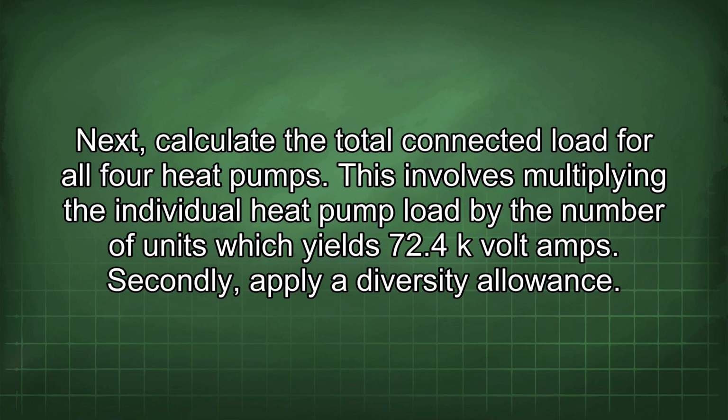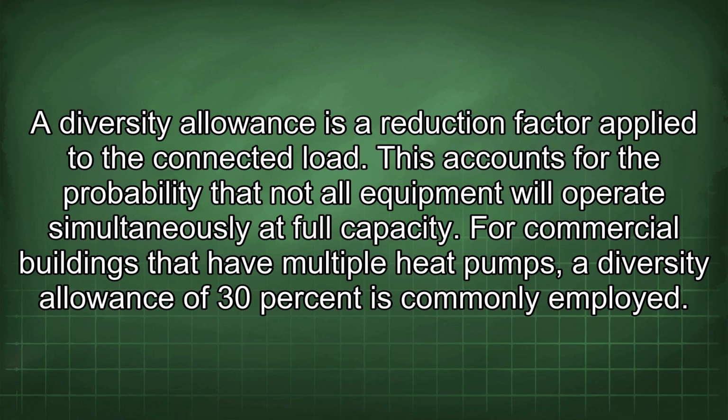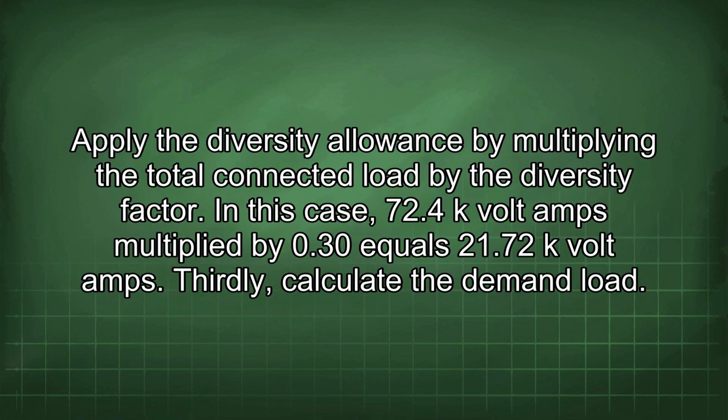Secondly, apply a diversity allowance. A diversity allowance is a reduction factor applied to the connected load. This accounts for the probability that not all equipment will operate simultaneously at full capacity. For commercial buildings that have multiple heat pumps, a diversity allowance of 30% is commonly employed. Apply the diversity allowance by multiplying the total connected load by the diversity factor. In this case, 72.4 kVA multiplied by 0.30 equals 21.72 kVA.